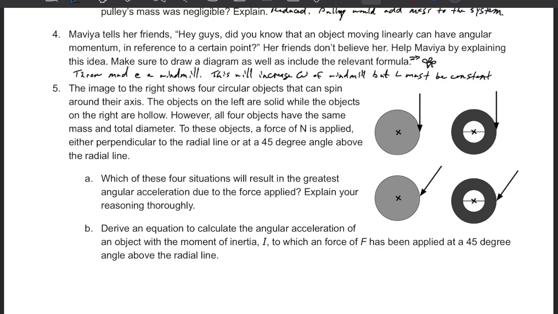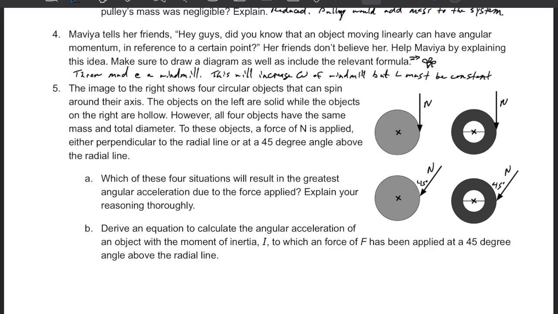Last situation, we've got 4 masses, all with the same mass. All of them are having a force applied to them, 2 of them at 90 degrees, 2 of them at 45 degrees. And we want to know which of the 4 situations results in the greatest angular acceleration due to the force applied. In order to have the most angular acceleration, it's going to come from the most torque.